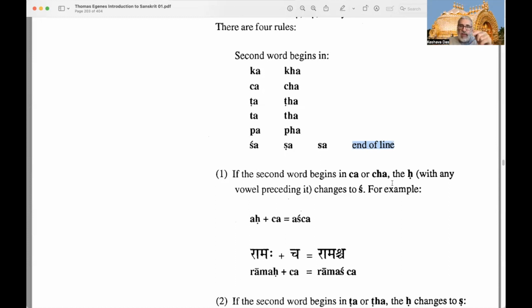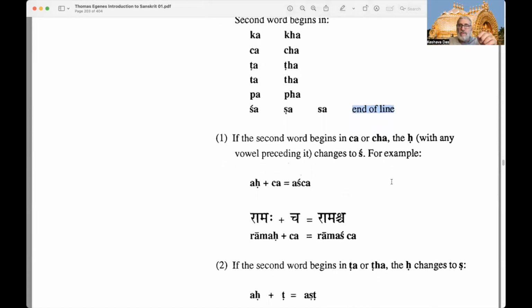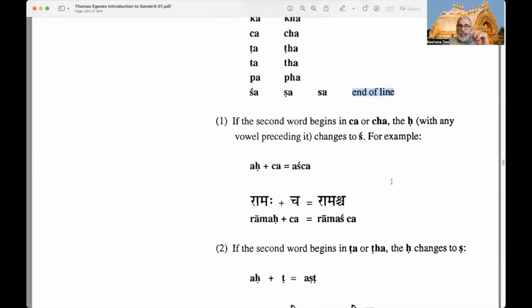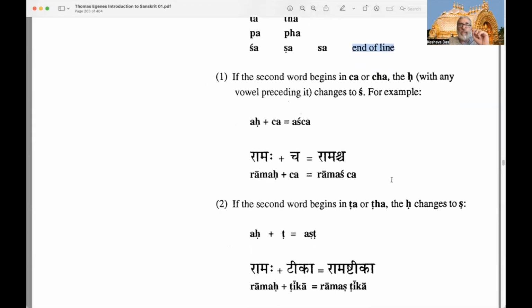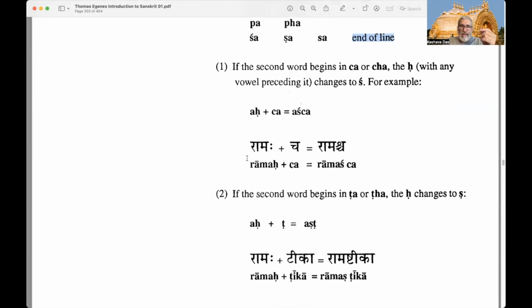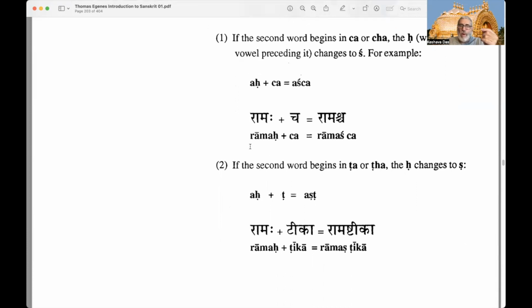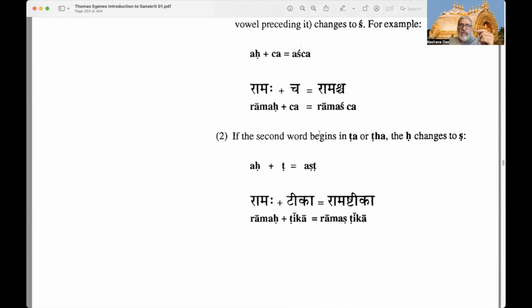then if the second word begins with cha, the visarga with any vowel preceding it changes to palatal sha. For example, short a visarga followed by cha becomes ascha. Short a visarga becomes ascha. So here's the Devanagari. Ramaha and cha becomes ramashcha. And here we see he's left a space in the Roman, but in the Devanagari, it all blends together.